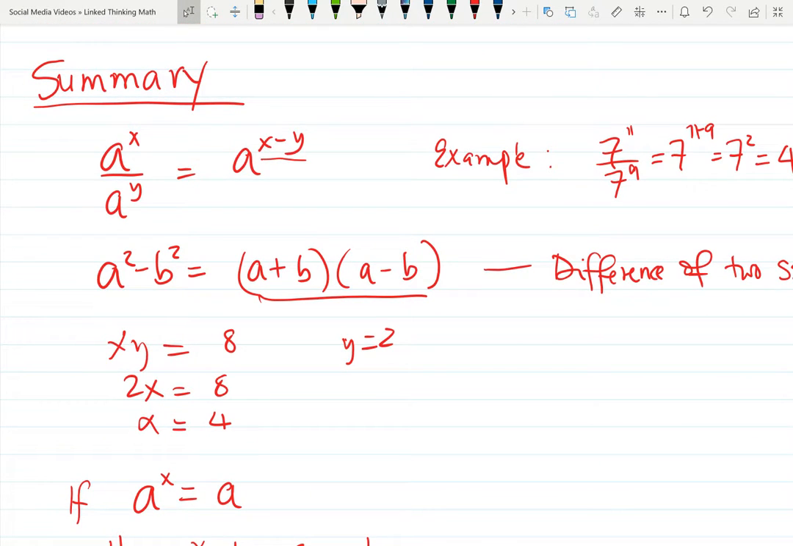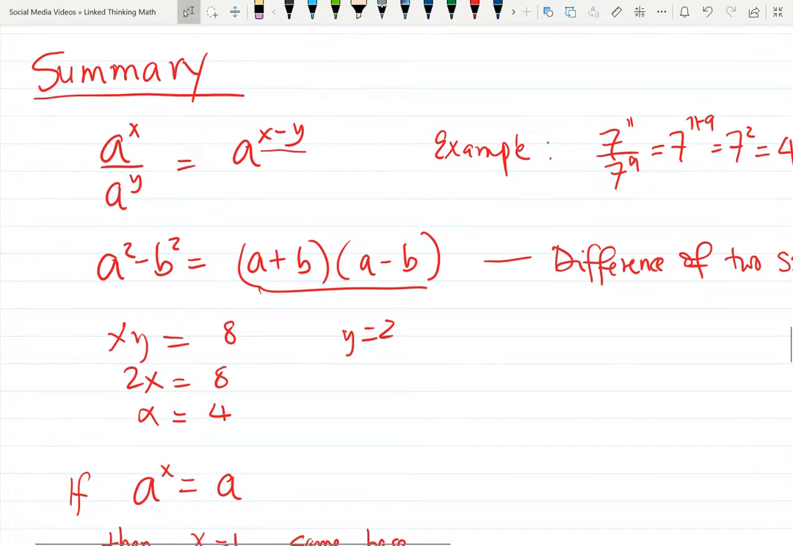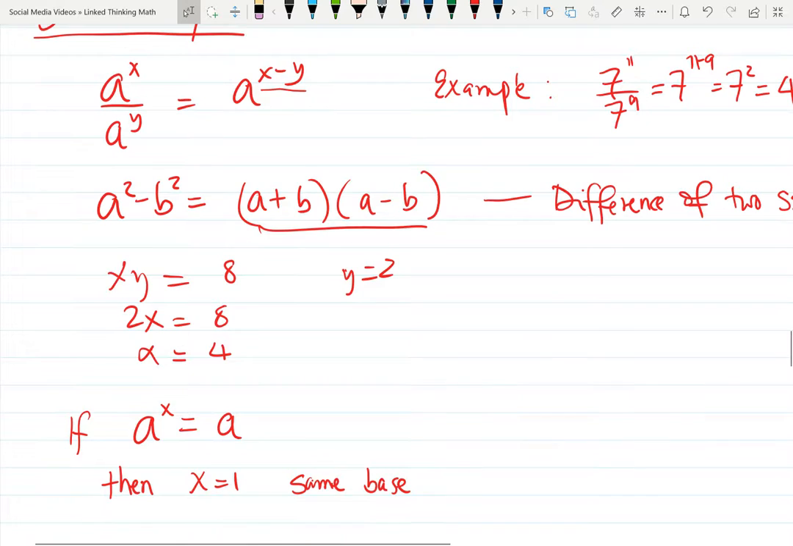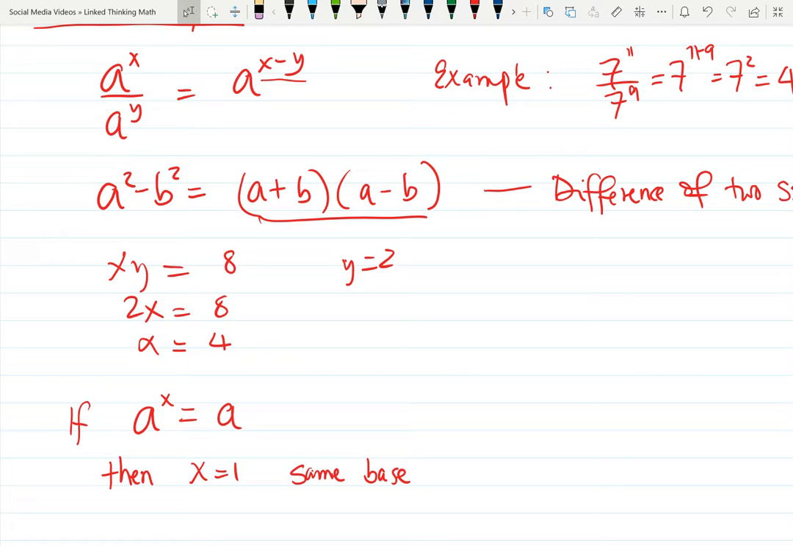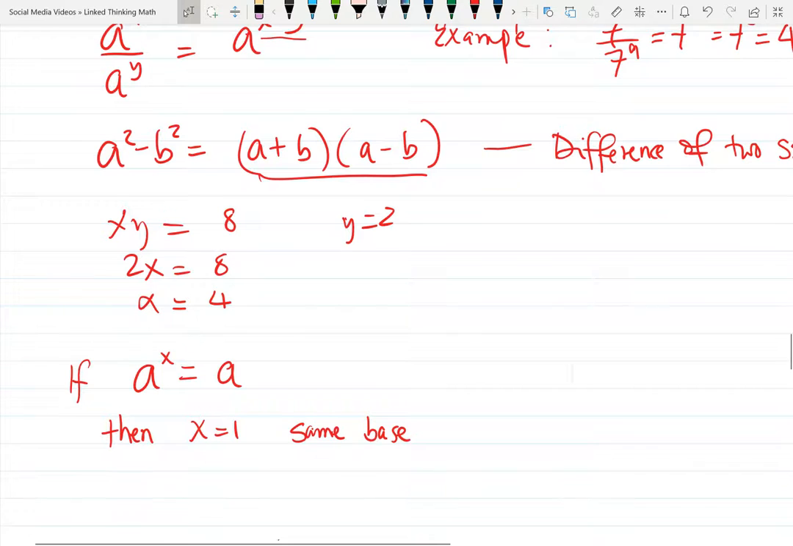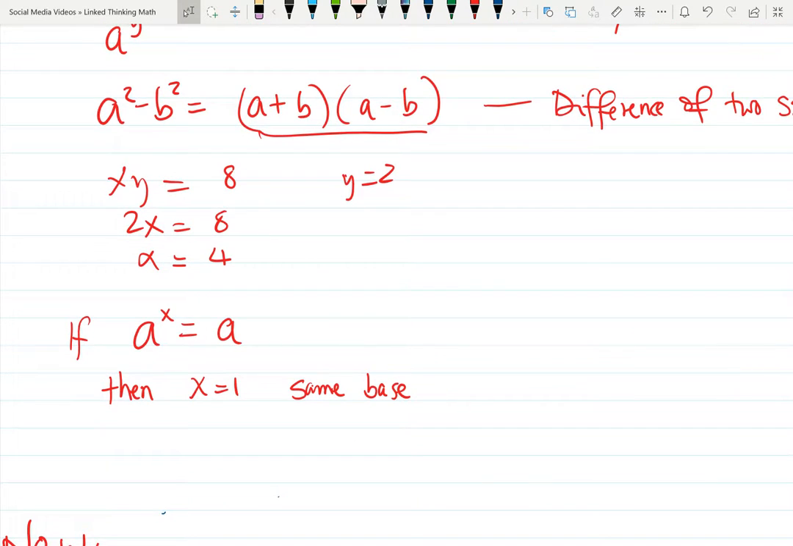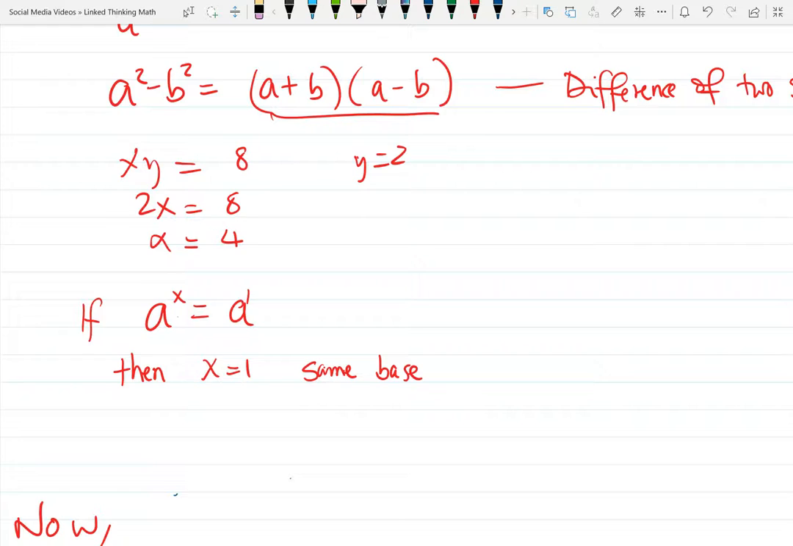When I have dividing exponents, a to the power x over a to the power y, just subtract the exponents. Difference of two squares, a squared minus b squared equals a plus b times a minus b. And of course, this one here. And then finally, if a to the power x equals a, remember there is a 1 here, but we don't write it. That means x equals 1. So if I write y, it's the same as y to the power 1. Same base, that means exponents are the same.